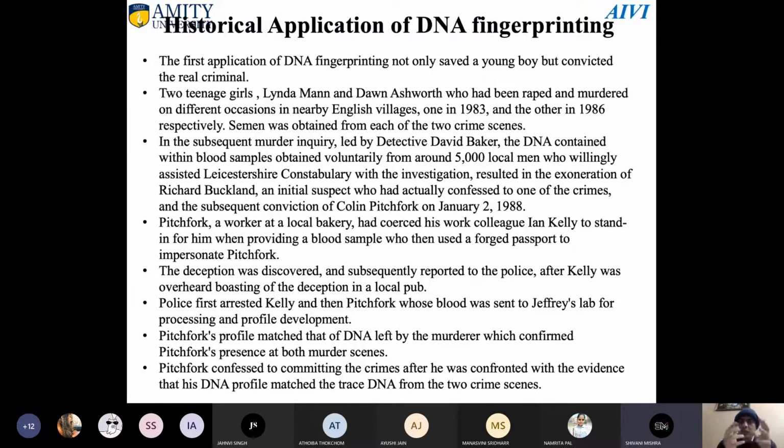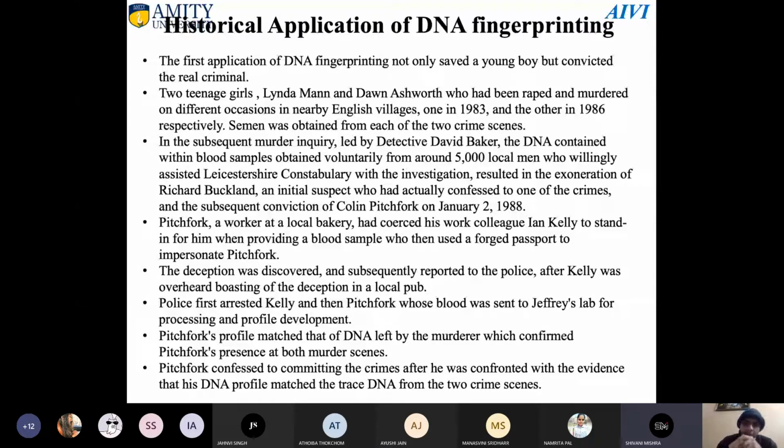The real criminal was misjudged. Richard Buckland, an initial suspect who had actually confessed to one of the crimes, was cleared, and there was the subsequent conviction of Colin Pitchfork in January 1988. What he did at that time was that, instead of himself, he initially sent his worker for the blood sampling. So at that time he escaped. But as I mentioned, one of the criminals was caught.